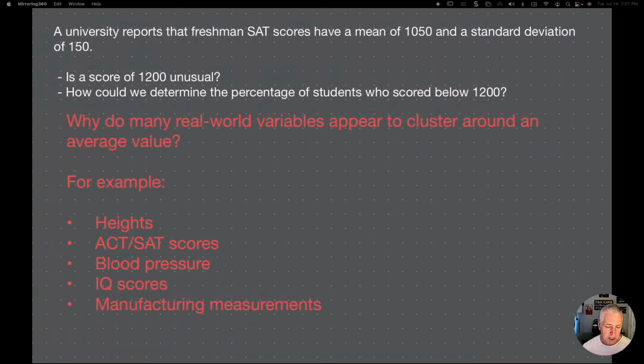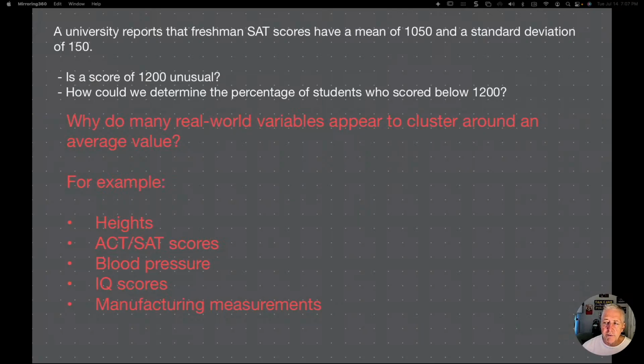All right. Here's just some ideas with the normal curve. A university reports that freshman SAT scores have a mean of 1050 and a standard deviation of 150. Is a score of 1200 unusual? These are some of the things that we talk about within the normal distribution. How could we determine the percentage of students who scored below 1200? What do we need to put into effect in our school or in our prep program to get this group of students, whoever they are, to do better on the SAT?